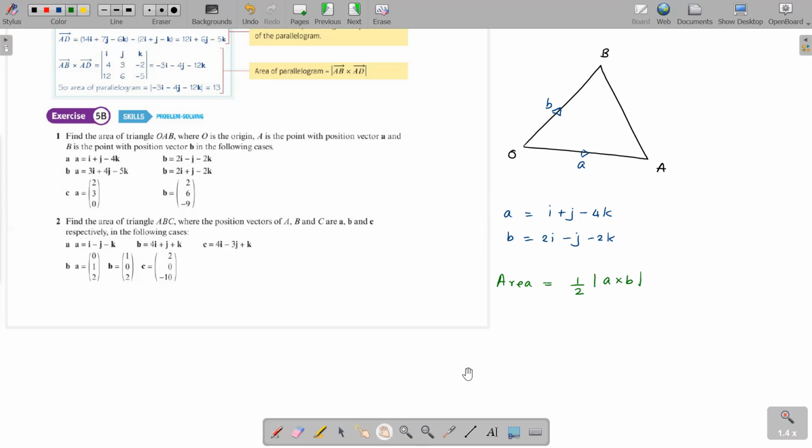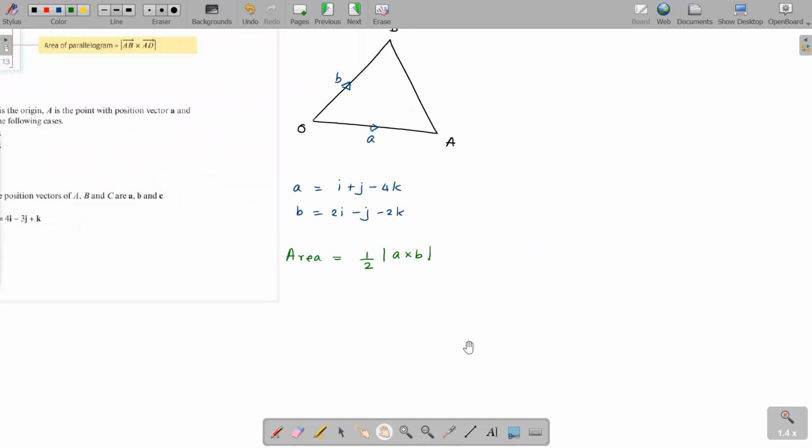So what's the first thing you should do? Get the cross product of A and B. How do we get the cross product of A and B? Get the determinant of a 3 by 3 matrix. So i, j, k. The first row is the A vector: 1, 1, minus 4, because A is i plus j minus 4k. Then B is 2i minus j minus 2k, so 2, minus 1, minus 2. Plus, minus, plus.